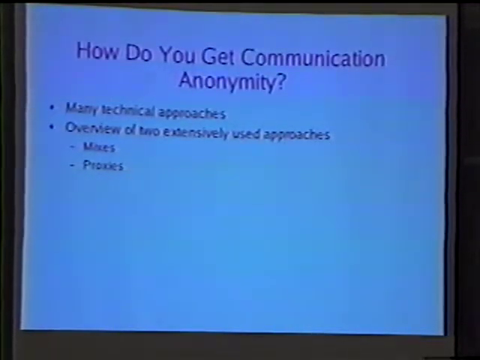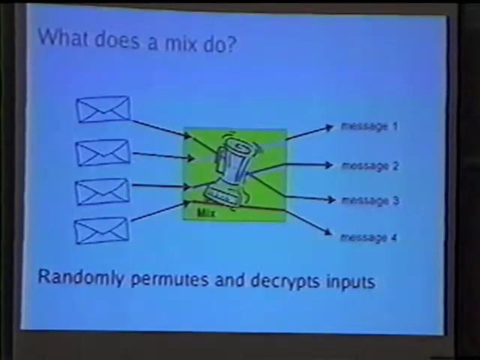Okay, so there are a bunch of different approaches for getting anonymous communication. Basically, there are two categories. There's high latency systems called mixes, which are used for email or something where people can tolerate a couple hours delay. And there are low latency systems where people are going to web browse or something and they really don't want to wait 2 hours for their web page.